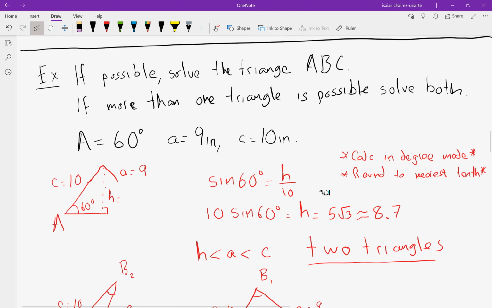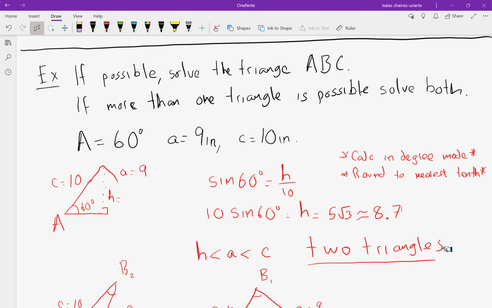All right, so what's going on here? Our height is 8.7. So my height is smaller than A, because A is 9. And A is smaller than C. So I have a situation where A is bigger than H and C is bigger than A. That corresponds to 2 possible triangles. So 2 possible triangles can come out of this information.